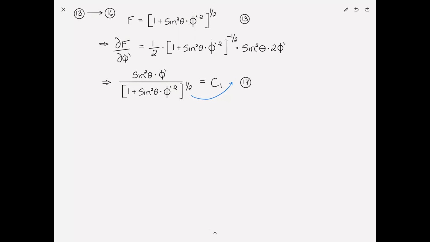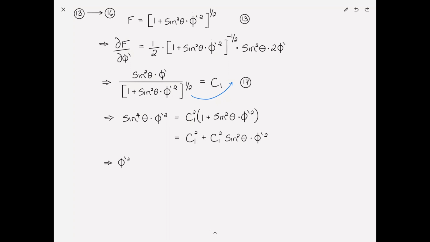Okay, next we're going to take our denominator to the right-hand side, and we're going to square both sides. That gives us sine to the 4th theta times phi prime squared is equal to C1 squared, and then I just drop the square root sign. Take the right-hand side and distribute the C1 squared, and we get C1 squared plus C1 squared sine squared theta times phi prime squared. Now we collect all the terms with phi prime squared on the left-hand side. We take phi prime squared out as a common factor, and that gives us phi prime squared times sine to the 4th theta minus C1 squared sine squared theta, and that's equal to C1 squared.